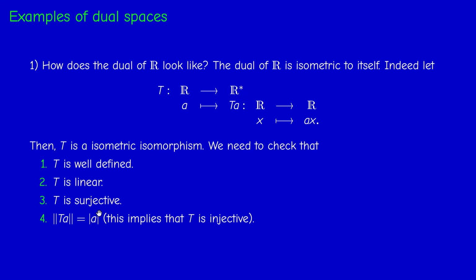So the norm of TA is the norm of A, but the norm of A is just the absolute value of A because A is a real number. Now, you may, of course, prove directly that T is injective, but you don't need to do this because if you prove this isometric property, then this necessarily implies that T is injective, because if T is a linear operator and TA is 0, then A must be 0. Okay, so, and that's it. So we need to prove all these 4 properties.